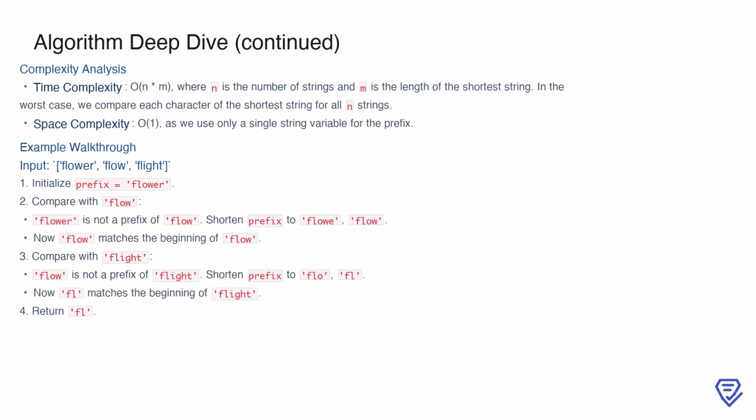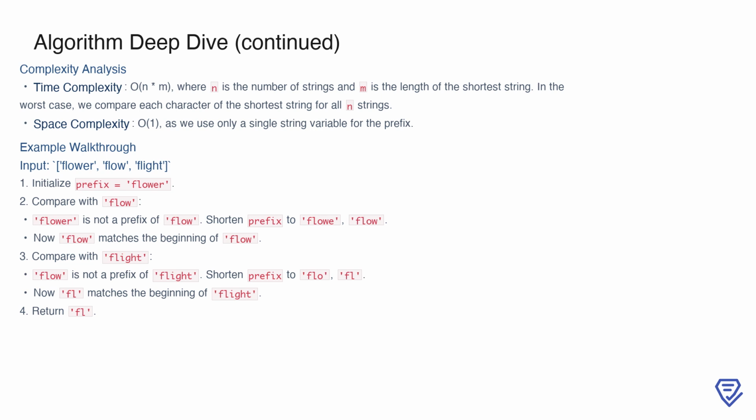Analyzing the complexity, the time complexity of this approach is O(n*m), where n is the number of strings and m is the length of the shortest string. This is because, in the worst case, we compare each character of the shortest string against all other strings. The space complexity is O(1), since we only use a single string variable to store the prefix.